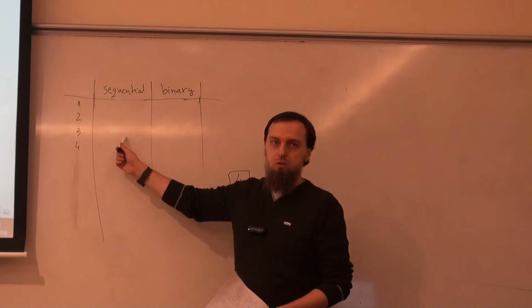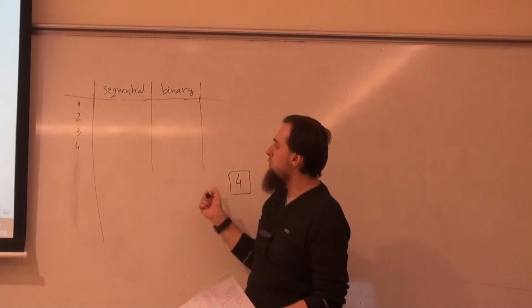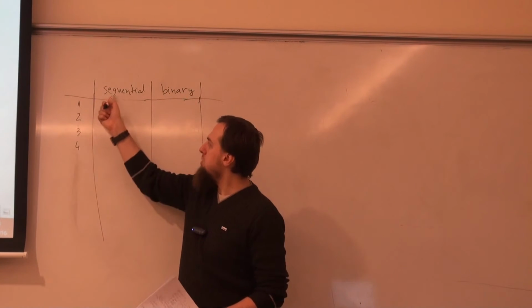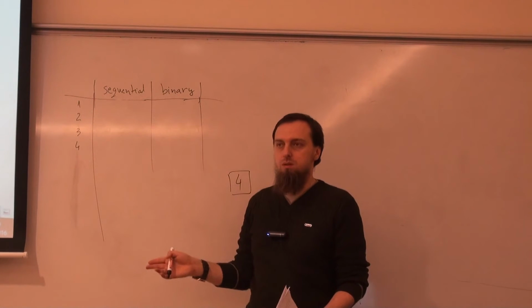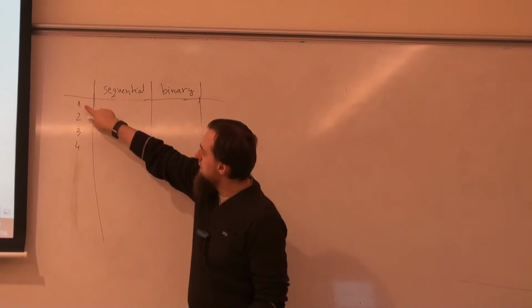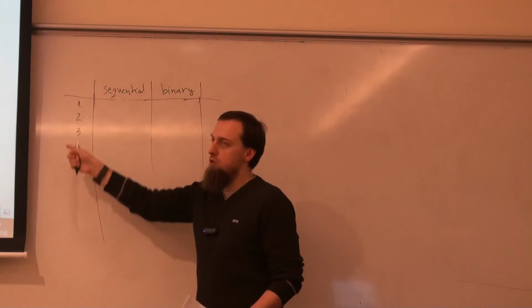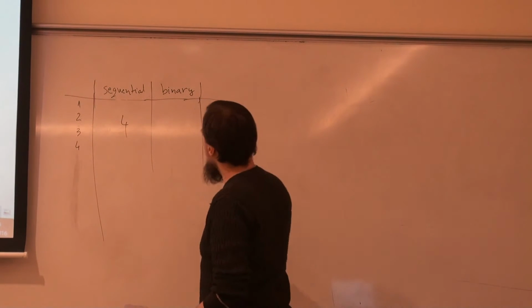With sequential search, we start from the beginning and we search them one by one. Is this one what we're looking for? No. Is the second number what we're looking for? No, no, no. So in the worst case, with sequential search, how many searches do we need when we have 4 elements? We start from the beginning and we check. No, 2, no, 3, no, 4, yes. So how many comparisons did we do? 4.